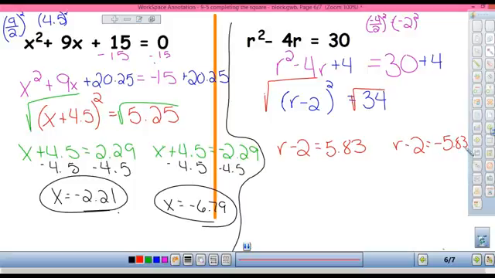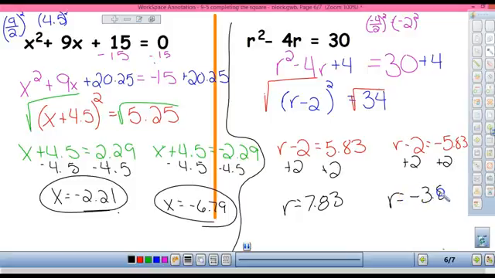My last step, Arta? Solve both equations. So what do I have to do to solve both equations, guys? Add my 2. So add 2, add 2. This one, my R equals 7.83. This time I add 2, R equals negative 3.83. Holy buckets.